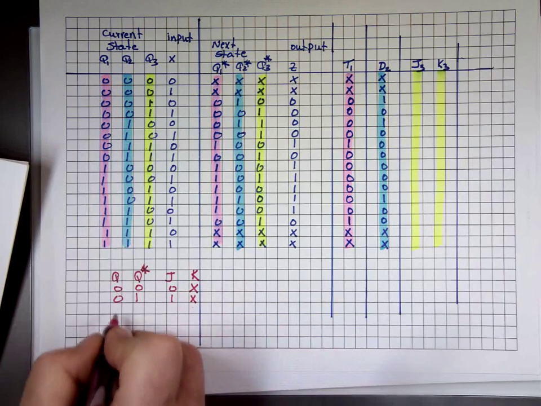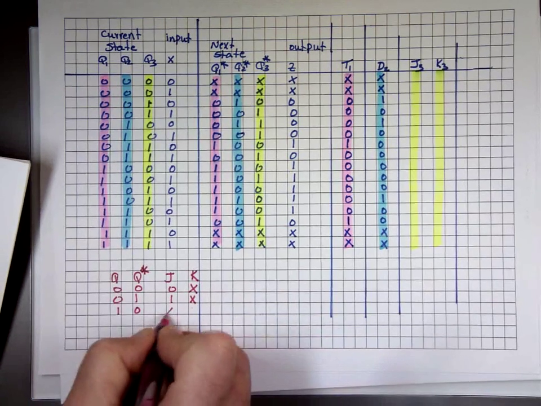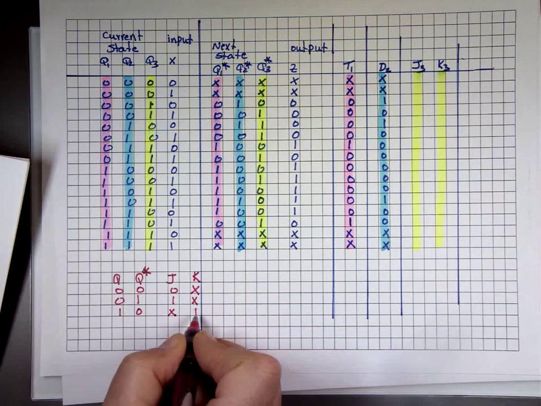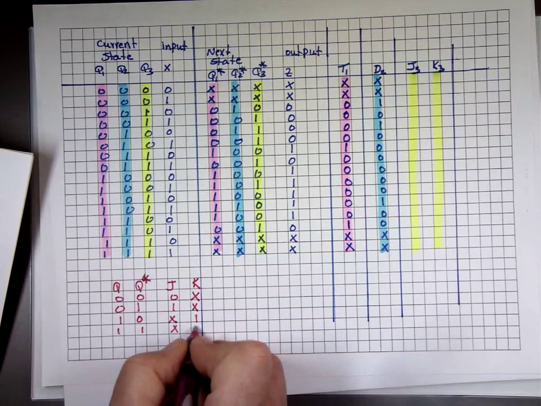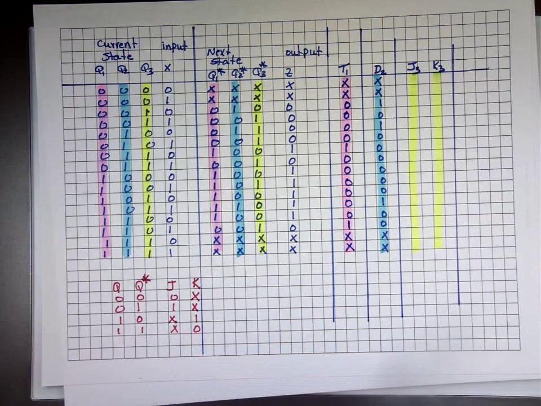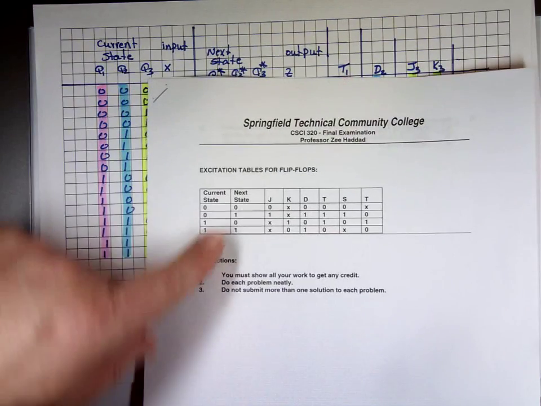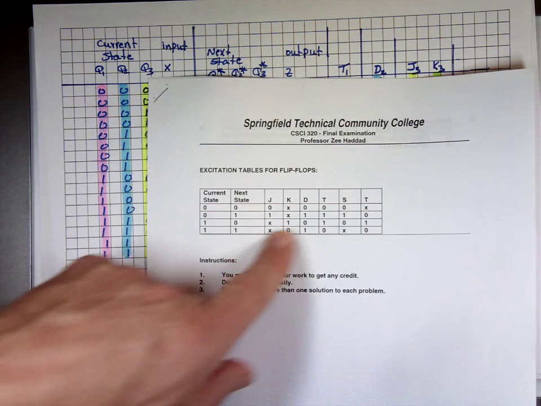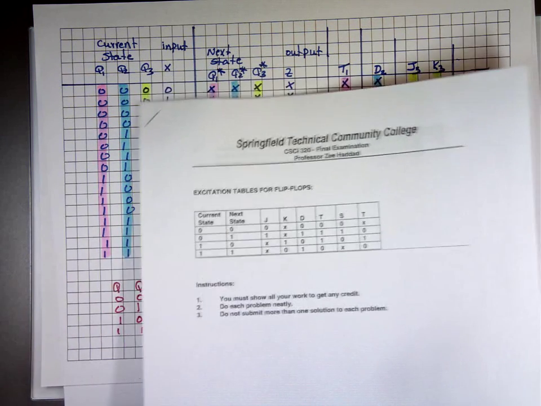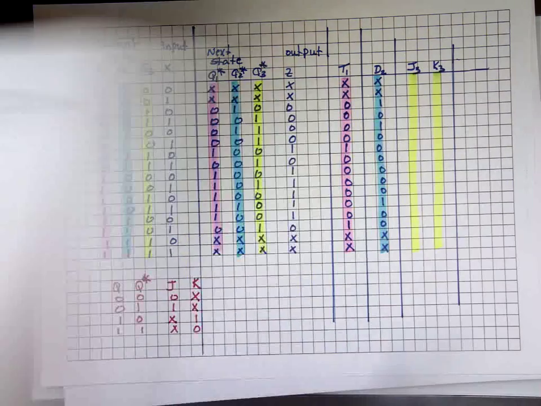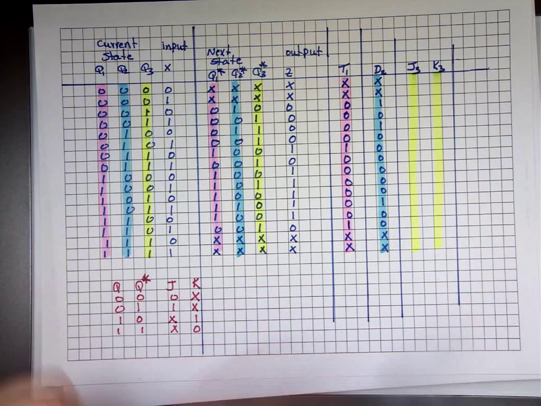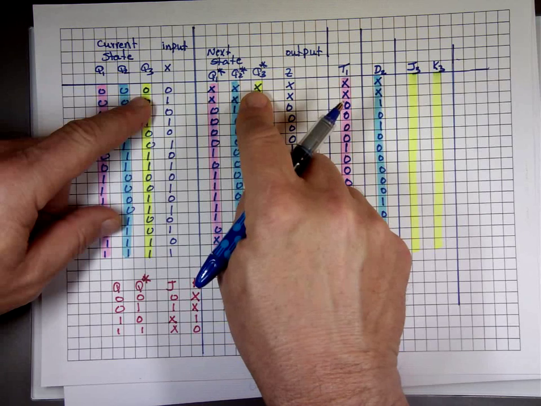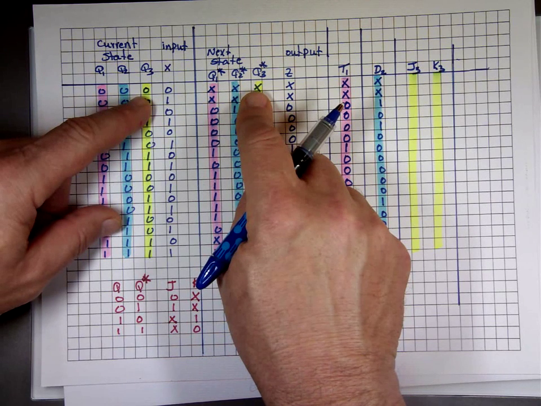1 to 0. Don't care for J. 1 for K. And 1 to 1. Don't care and 0. We wrote them down last class. It's a table that looks like this for all of them. I'll snap this and put in the notes so you can print it. So now let's look at this. 0 to don't care. That means like 0 to 0 or 0 to 1.